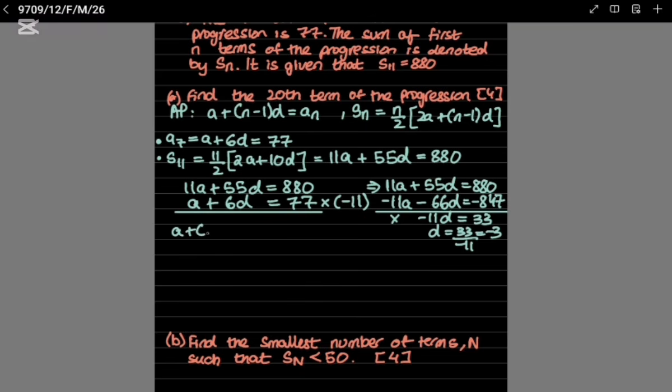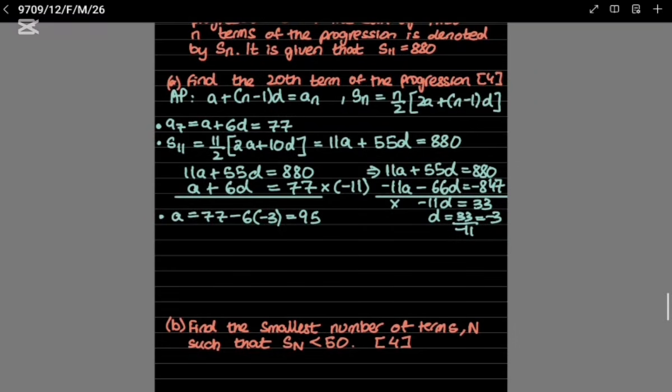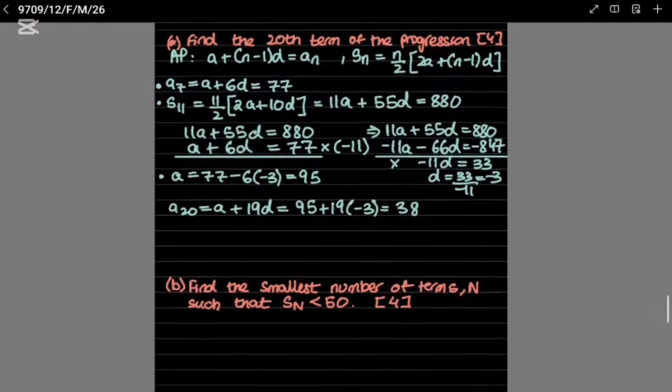Now a plus 6d is equal to 77. So a is equal to 77 minus 6d. d is minus 3. So a is equal to 77 plus 18, which is equal to 95. Okay. So they want the 20th term, a20, which is equal to a plus n minus 1 times d, which is 20 minus 1 times d, which is 19d. Which is equal to a is 95 plus 19 times d is minus 3. So 95 plus 19 times minus 3, which is equal to 38. Okay.